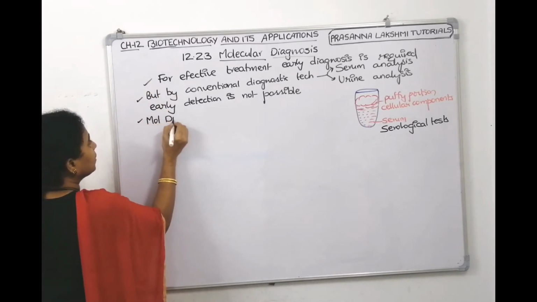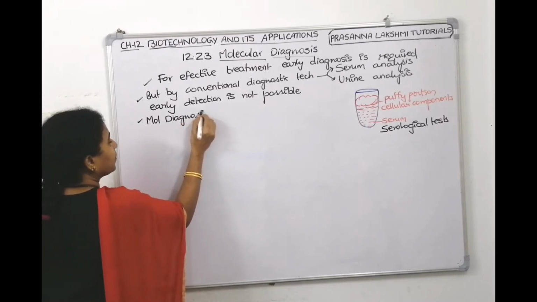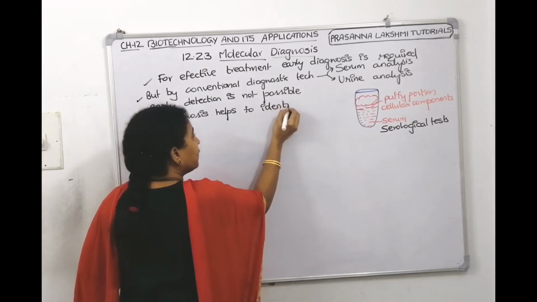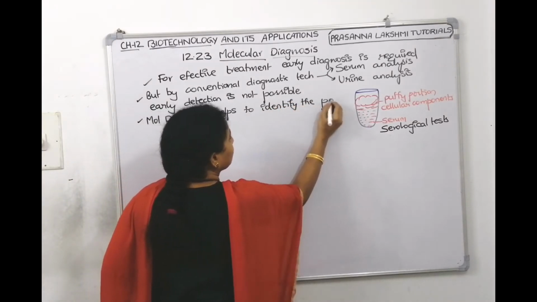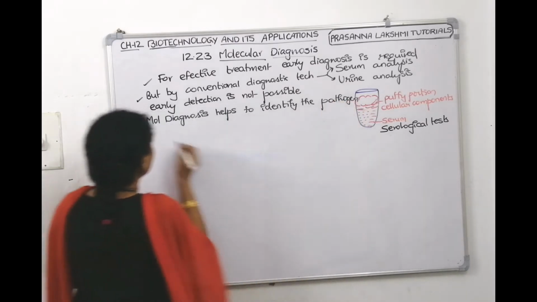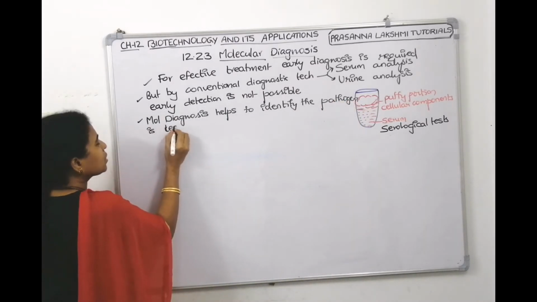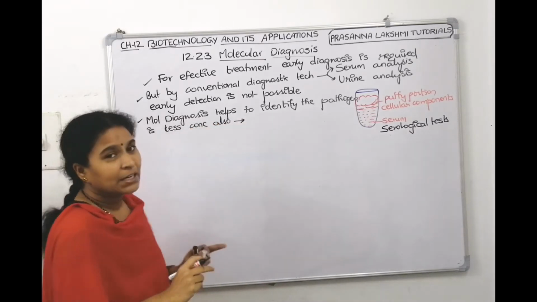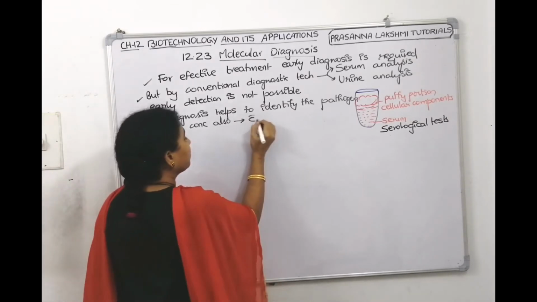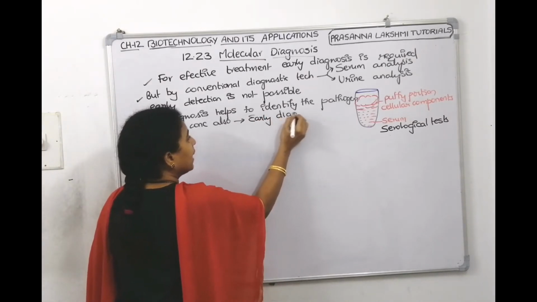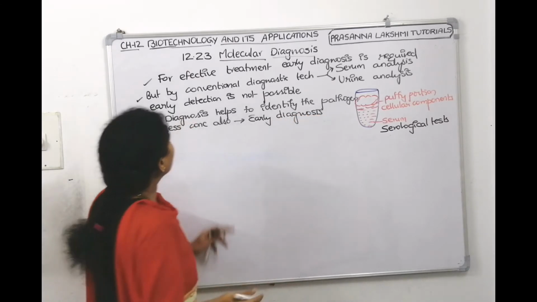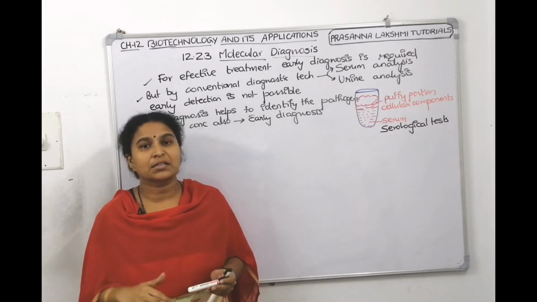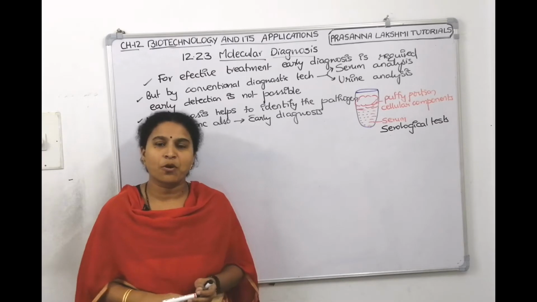So molecular diagnosis helps to identify the pathogen. It helps to identify the pathogen in less concentrations also. If you are identifying in less concentrations, it means it is early diagnosis, right? Now, if we do early diagnosis, effective treatment can be done and the patient will come out from the ailment or the illness very fast without much damage to the body, right?